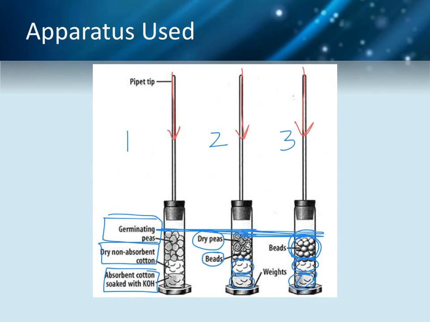Now remember, we wanted to measure oxygen gas. And oxygen gas isn't the only gas, though, that's in that respirometer. Remember, oxygen gas is being used, but carbon dioxide gas is also being produced in this reaction. So how do we get rid of the carbon dioxide gas? How do we make sure that that carbon dioxide gas isn't contributing to the pressure change?